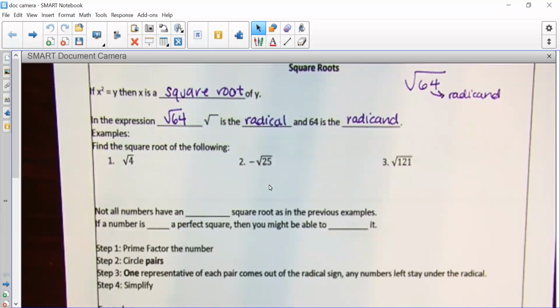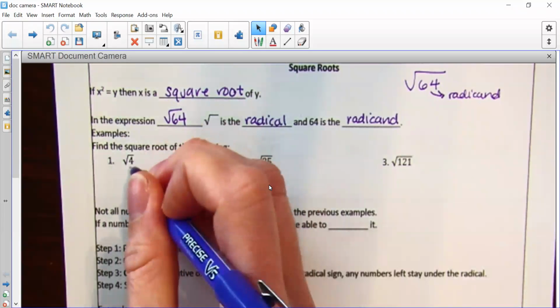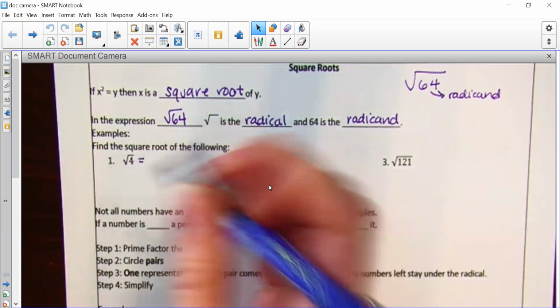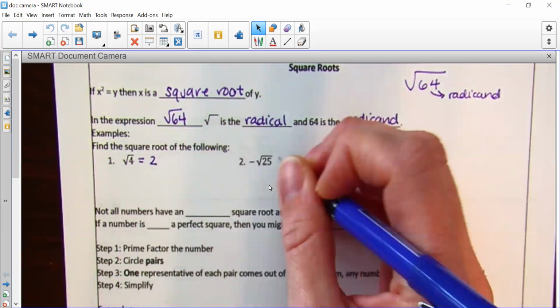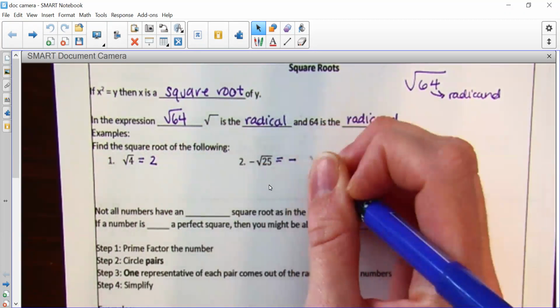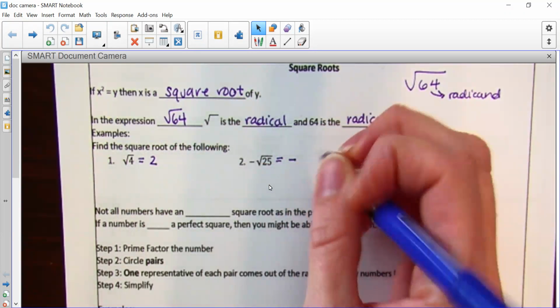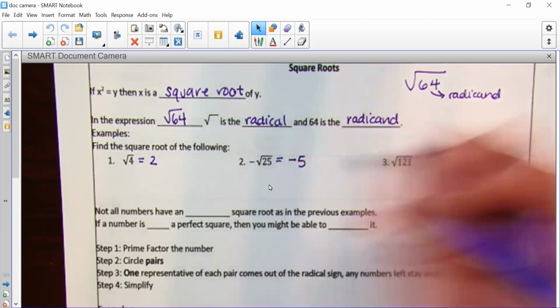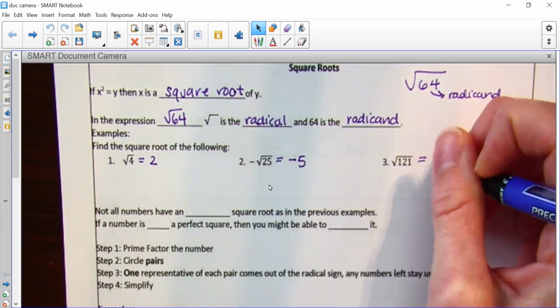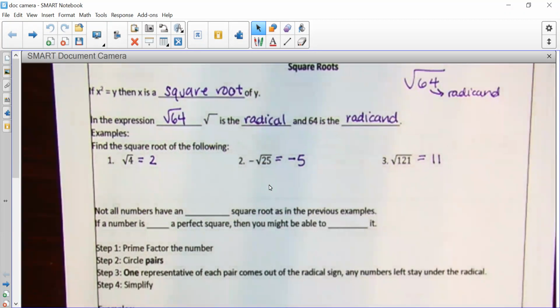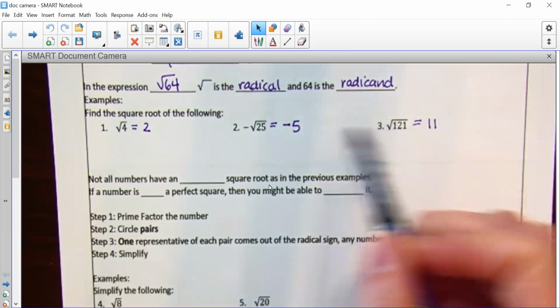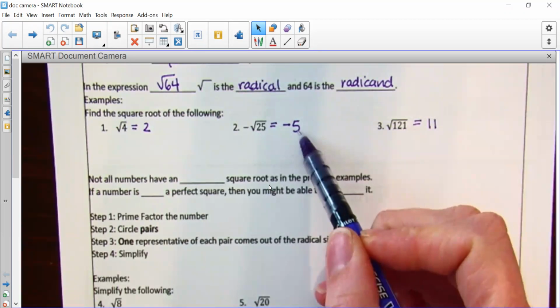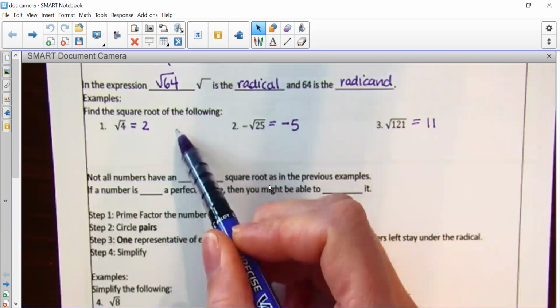It says find the root of the following. You might realize 4 is a perfect square. So what would the square root of 4 be? It's 2. You should know that. I've got a negative on the outside here, so I'm going to bring that along. And the square root of 25 is 5. And the square root of 121 is 11. Those are ones that we should just know. We could go backwards: 11 squared gives 121, 5 squared gives 25, and 2 squared gives 4.